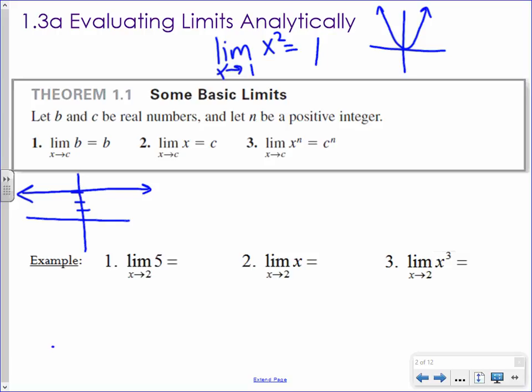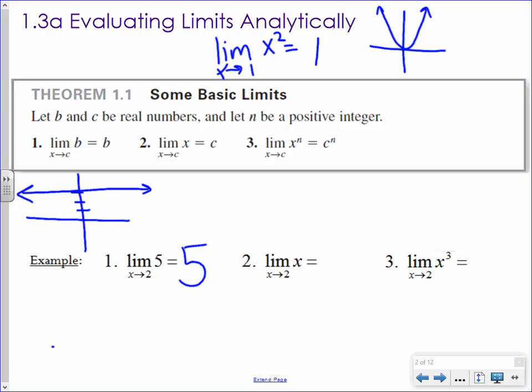Okay, so the limit as x approaches 2 of 5, Cole, what would that be? The limit as x approaches 2 of 5. Okay, so we're talking about this rule right here. Anytime our function is a constant value, that's the only value it can be approaching, because we have a horizontal line. It's one of those problems that is almost like too simple.